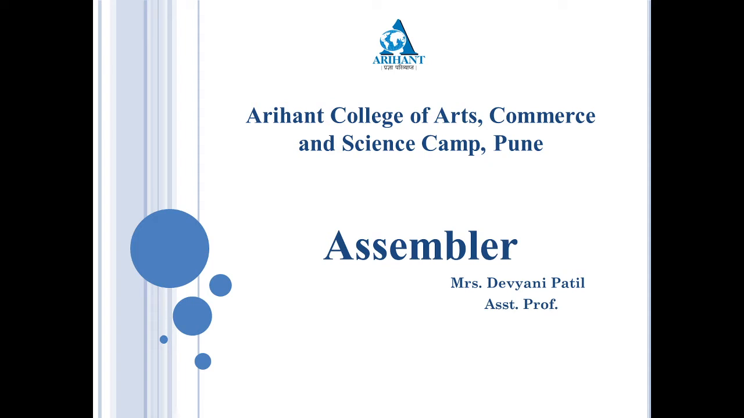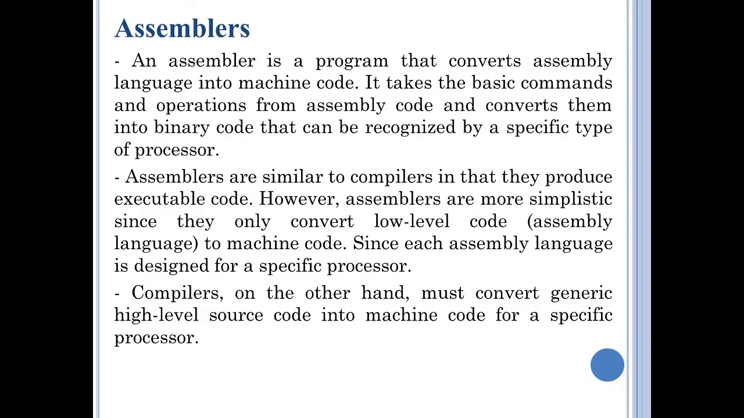Today, we will discuss a very important element of system programming, that is an assembler. What are assemblers? An assembler is a program that converts assembly language into machine code. It takes the basic commands and operations from assembly code and converts them into binary code that can be recognized by a specific type of processor.